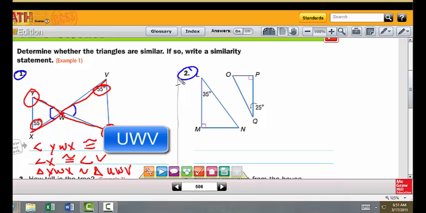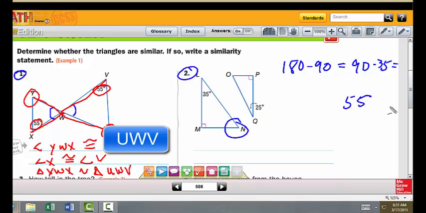Problem number 2. In this case, we can figure out this angle here by taking 180 degrees minus 90. That equals 90. So we get rid of this 90-degree angle. Now we need to subtract 35 from that, and that is going to equal 55. And there is no 55-degree angle here, so therefore we know that we do not have congruent angles or similar triangles. They are not similar.